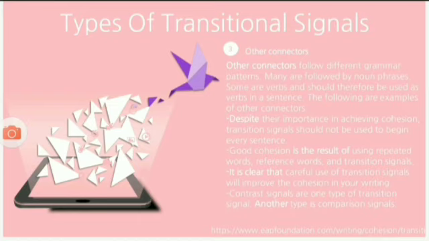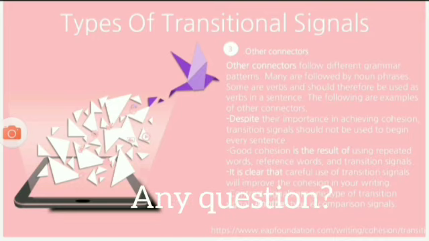A good choice is the ratio of using reporting words, reference words, and transition signals. It is clear that careful use of transition signals will improve the cohesion in your writing. Contrast signals are one type of transition signal. Other types are comparison signals.